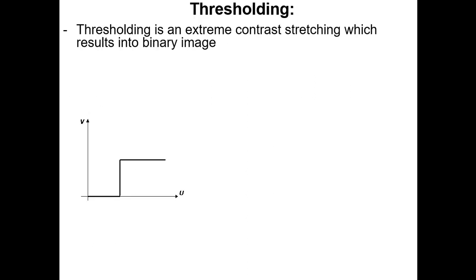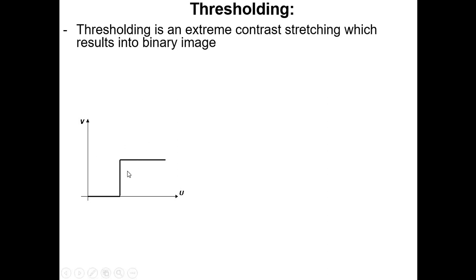So if you do extreme contrast stretching, you will get another result, and the result is a black and white image or binary image. So thresholding is the transformation. It is a type of image enhancement transformation that results in a black and white image or binary image. So it is called extreme contrast stretching.